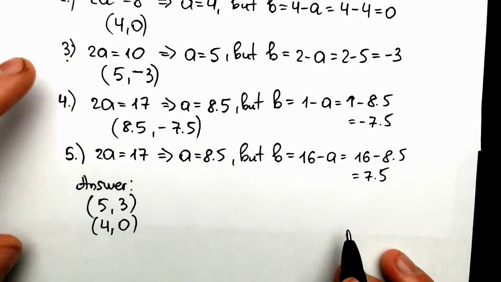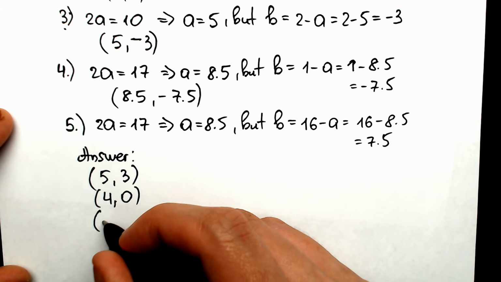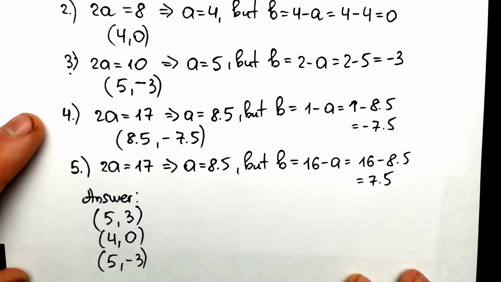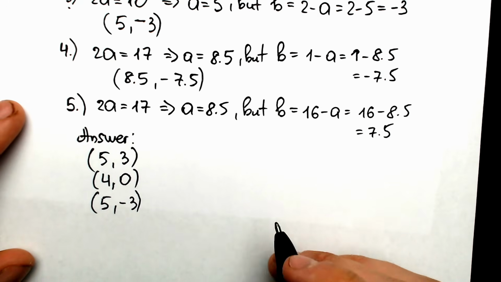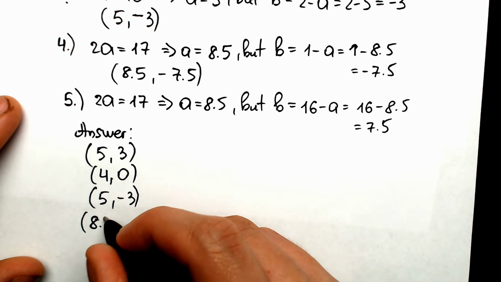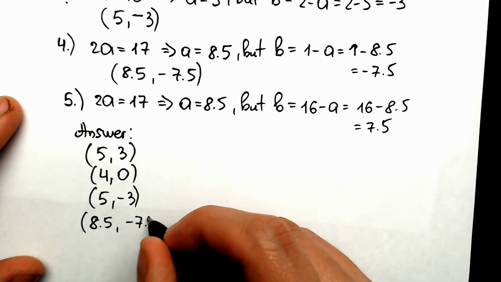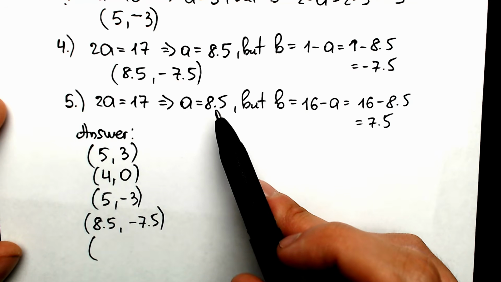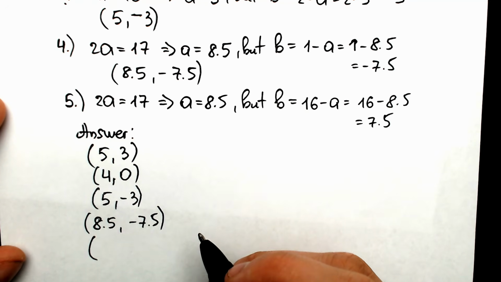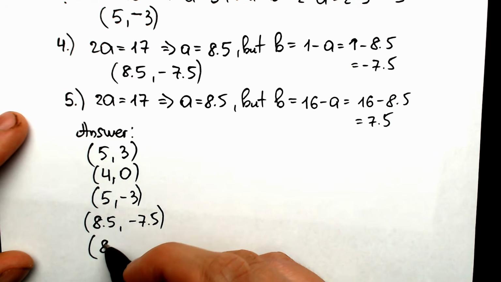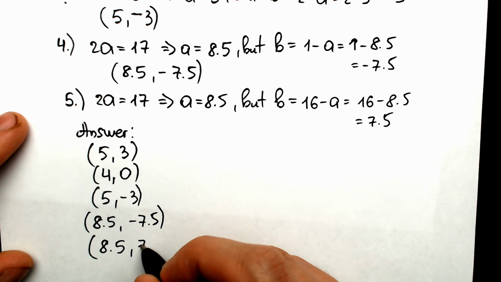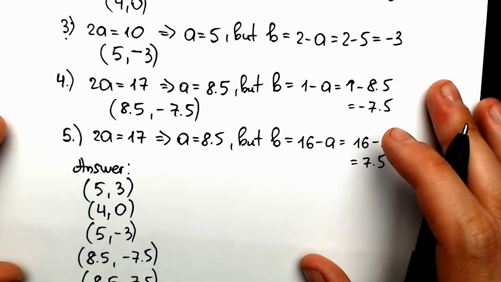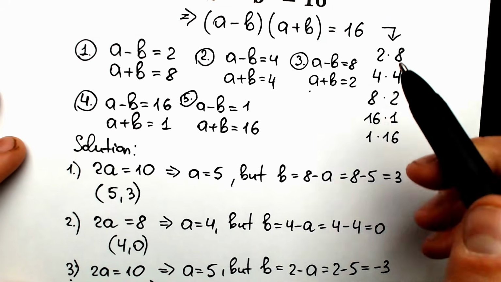Third, 5 minus 3. Yeah, we have 5 minus 3. The fourth we have 8.5 and minus 7.5. And the last pair we have 8.5 and 7.5. And as I said before, we just solved it according to a positive branch. Okay, right here we solved it according to a positive branch.